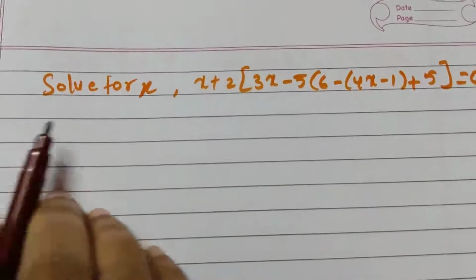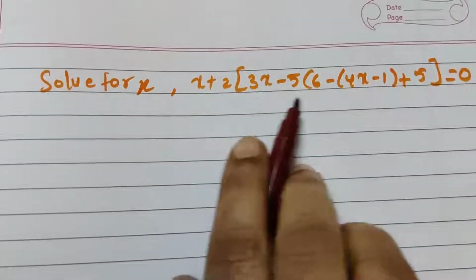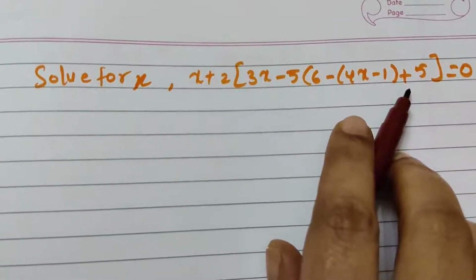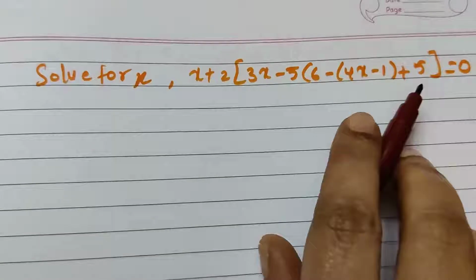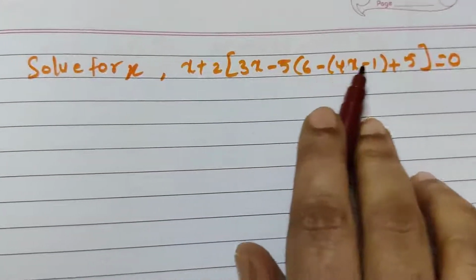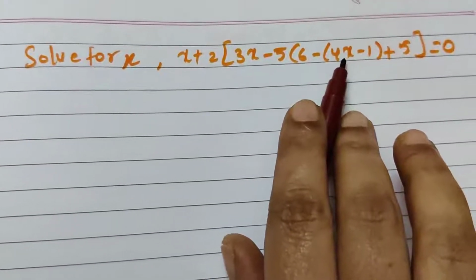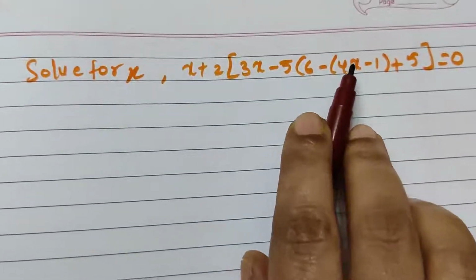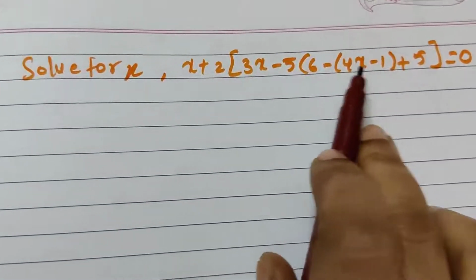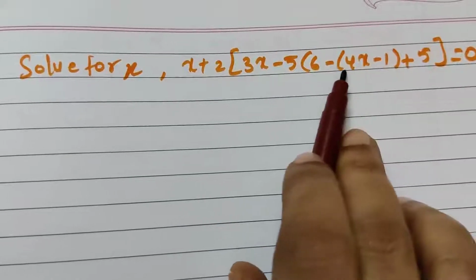So the next question, this one. By seeing this question, don't panic. Okay, we can solve it step by step. When this many brackets are given, just go with the middlest one. Okay, this is the middle one, right? This is the middle bracket, 4x minus 1. You can't do anything over here, right?